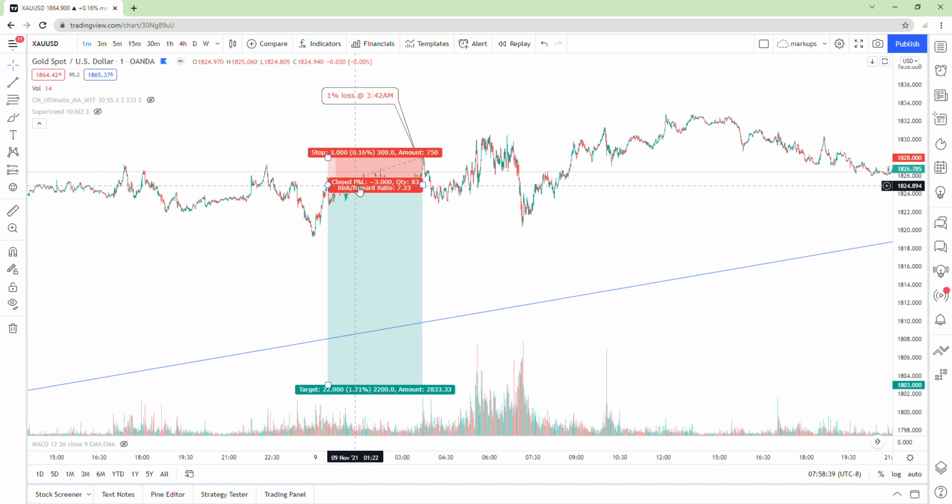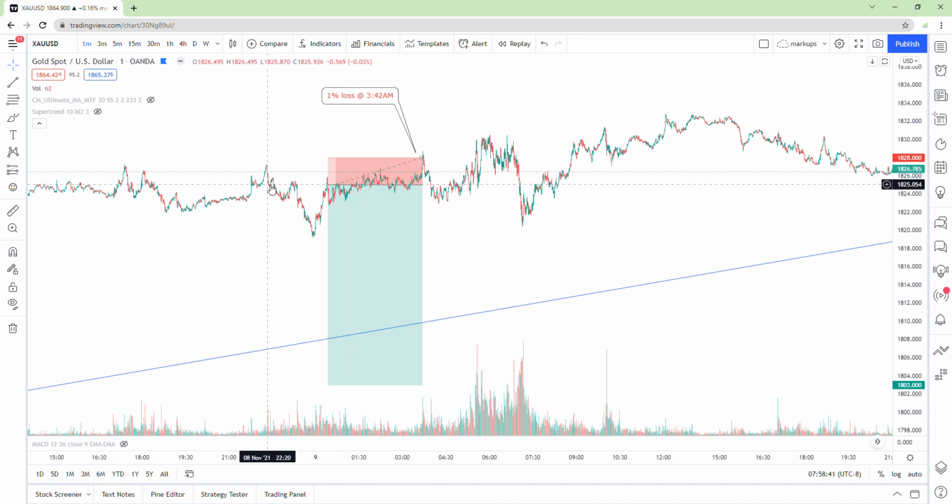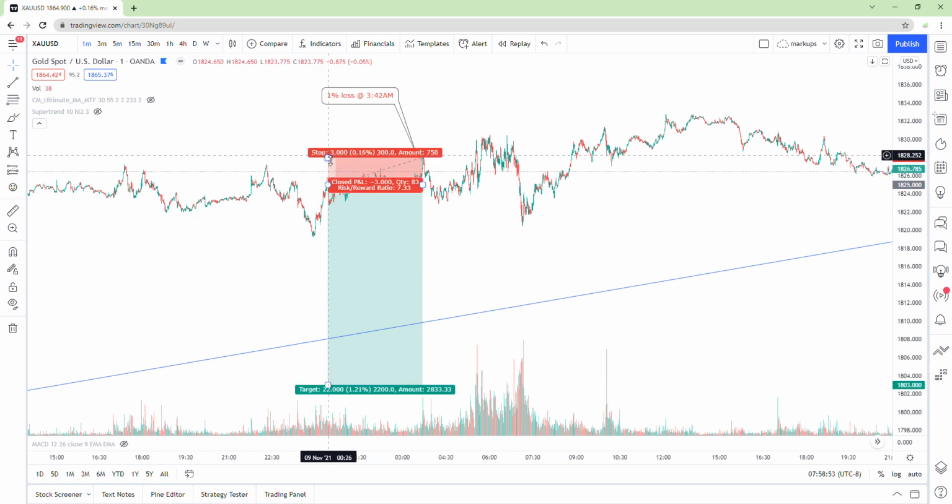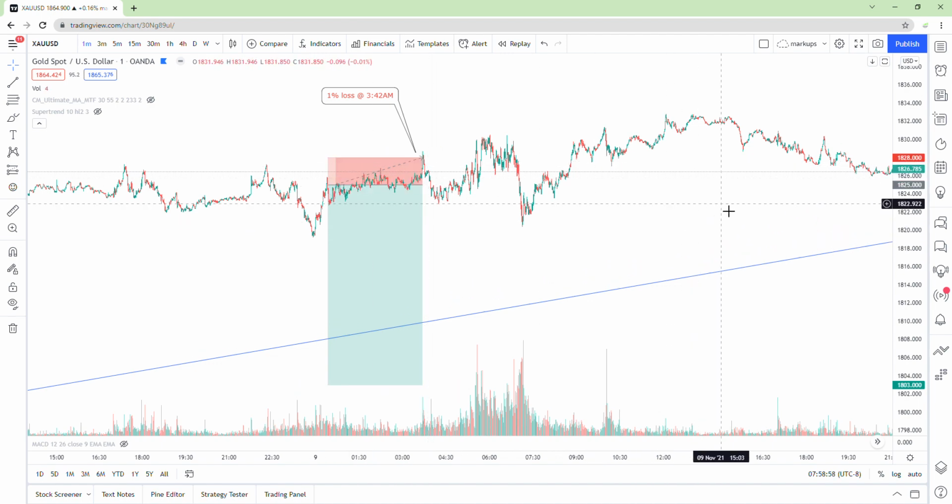Your entry was 18.25. That's what we got right in there. Your stop loss was 30 pips, and your take profit would have been 18.03, which was way down here. So we ended up losing 30 pips here, but we risked 1% on this trade. We got stopped out. All right, moving on to the next one.